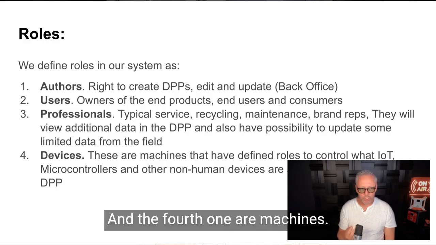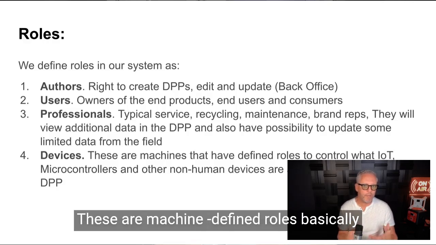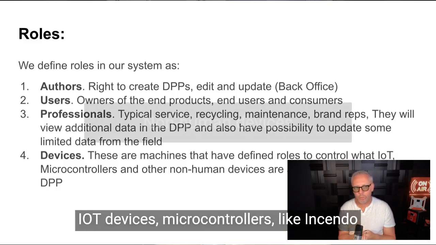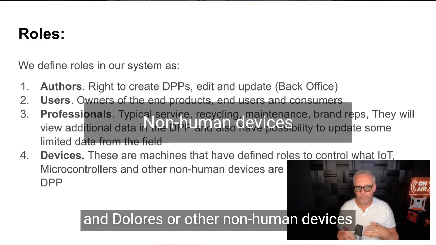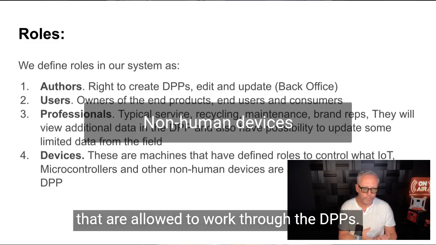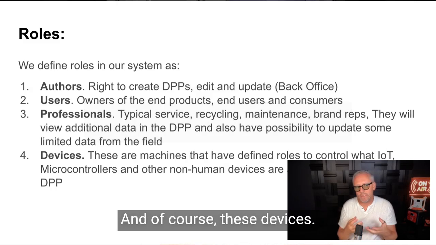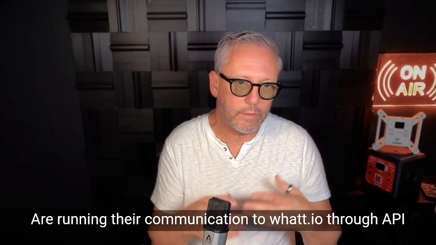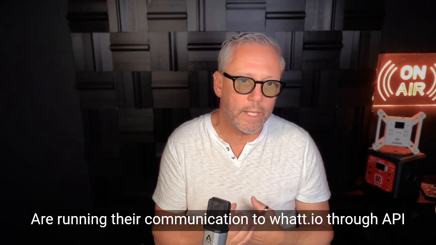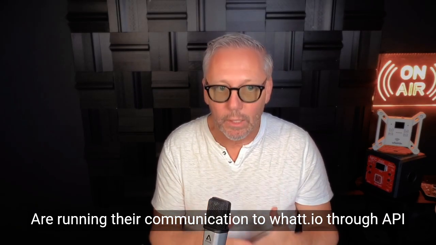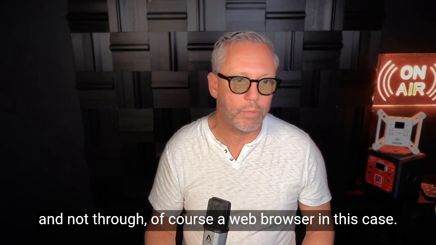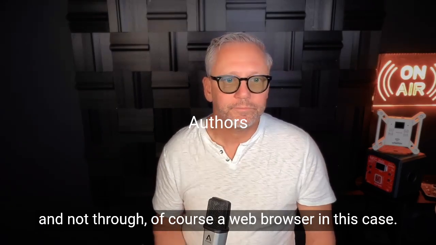And the fourth one is machines. These are machine-defined roles, basically IoT devices, microcontrollers like Incendo and Dolores, or other non-human devices that are allowed to work through the DPPs. And of course, these devices run their communication to What.io through API and not through a web browser in this case.